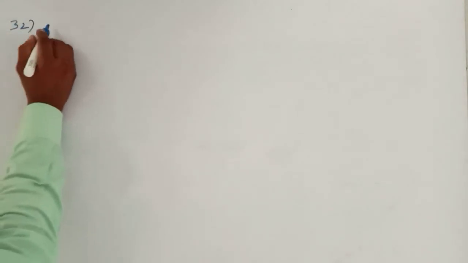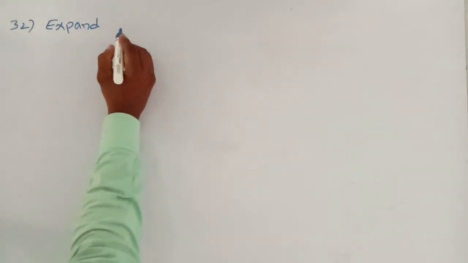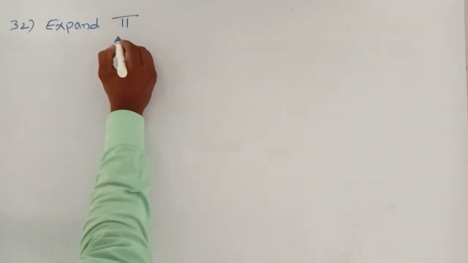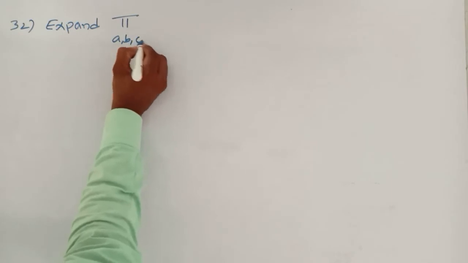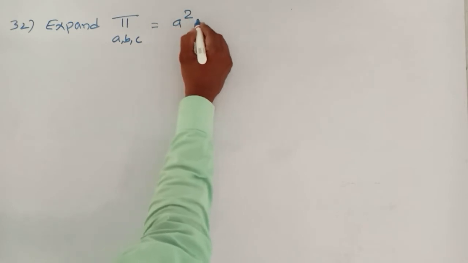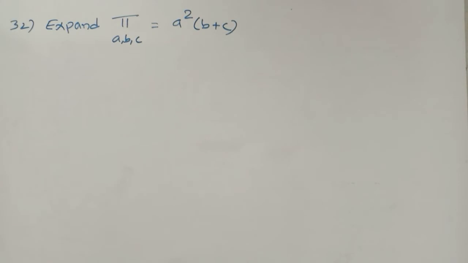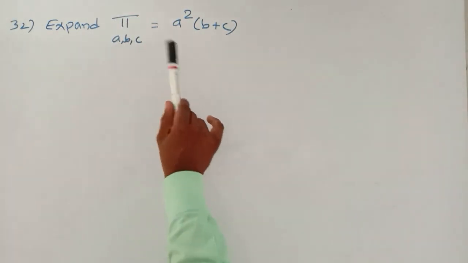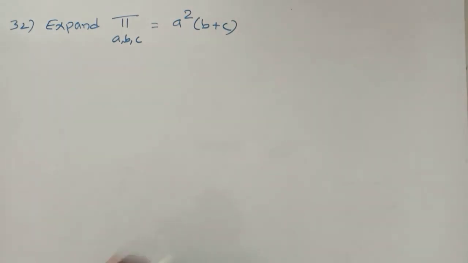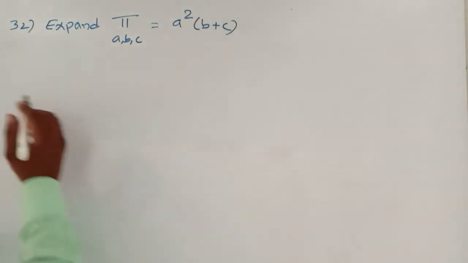Next, question 32. Expand pi of a, b, c equal to a square into (b plus c). This question is a cyclic polynomial, so expanding the product over a, b, c gives a square (b plus c) plus b square (c plus a) plus c square (a plus b). So here I need to expand this term.